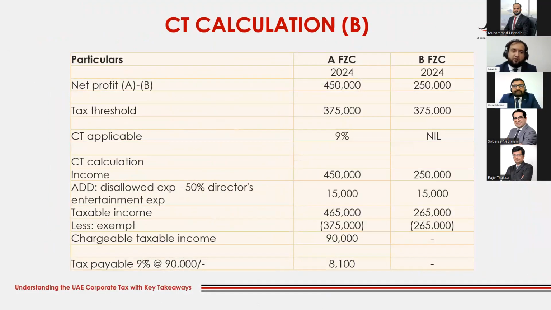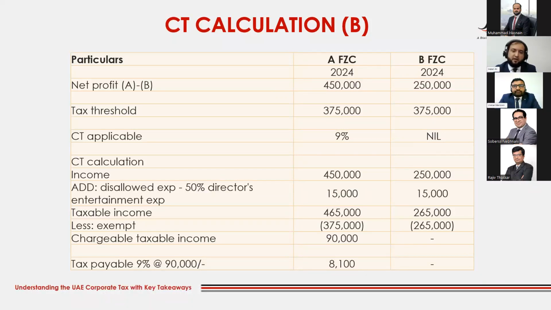So as you know, this threshold limit for the deduction is 375,000. So by deducting this limit and by adding back the 50% of the director's entertainment expenses, which has been told by Chetan that the authority is only allowing 50% of the director's entertainment expense, we reach the figure of 90,000 as chargeable taxable income.